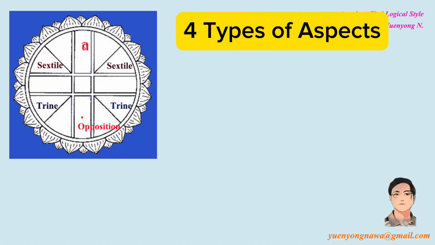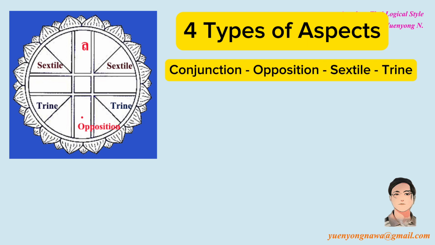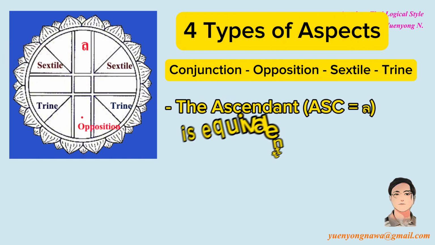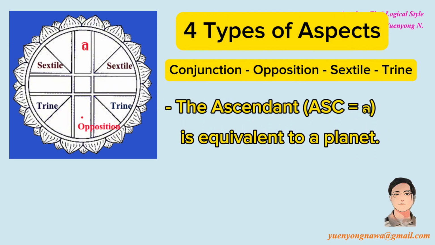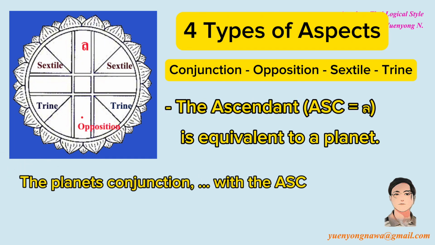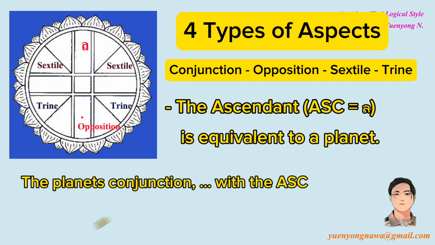In this chapter, there will be an explanation of the 4 types of aspects, namely, conjunction, opposition, sextile and trine, as follows. The 10 planets that appear in the natal chart may be found in different houses. Each planet may relate to each other by conjunction, opposition, sextile and trine. They are considered related or having a relationship to each other.